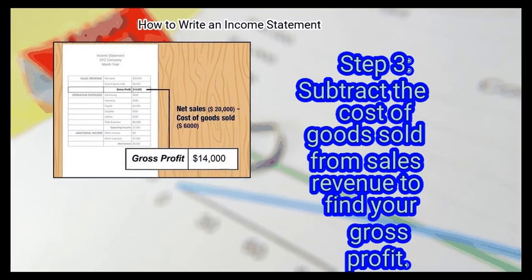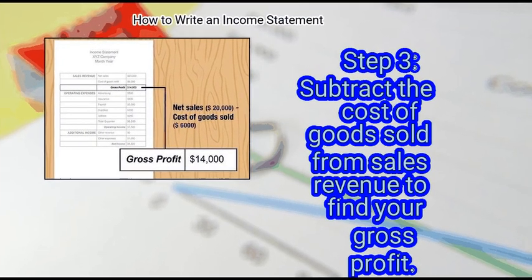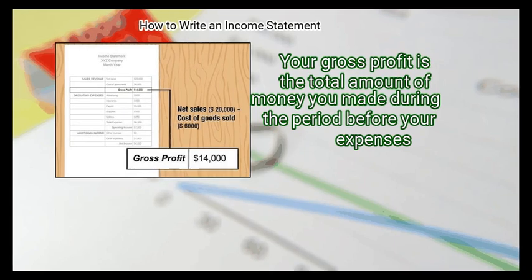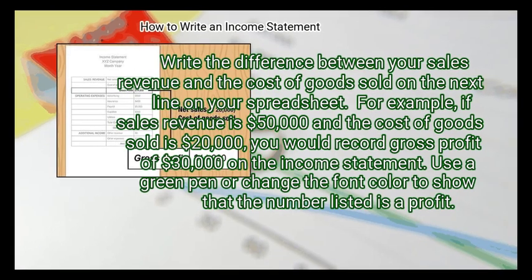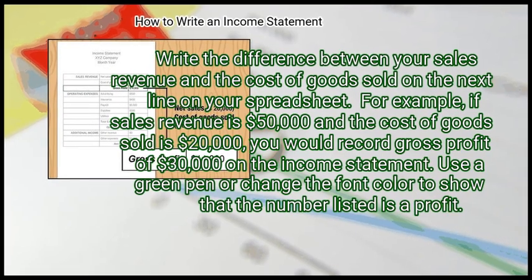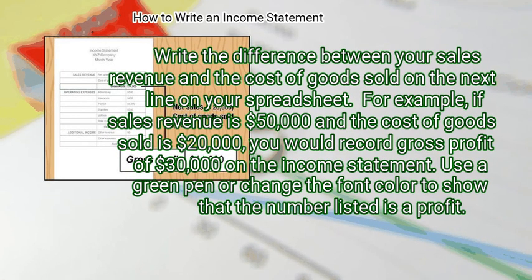Finally, subtract the cost of goods sold from sales revenue to find your gross profit. Your gross profit is the total amount of money you made during the period before your expenses. Write the difference between your sales revenue and the cost of goods sold on the next line on your spreadsheet. For example, if sales revenue is $50,000 and the cost of goods sold is $20,000, you would record gross profit of $30,000 on the income statement.